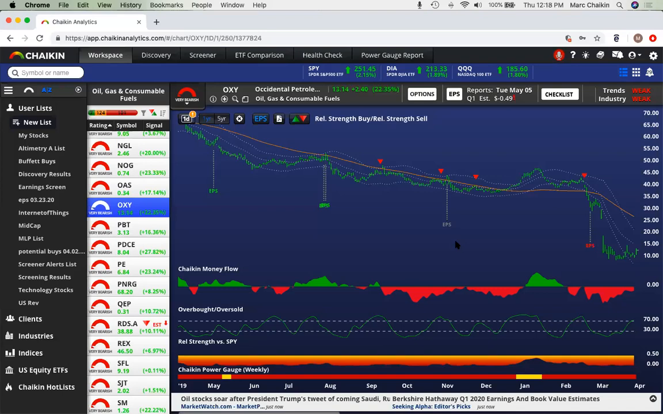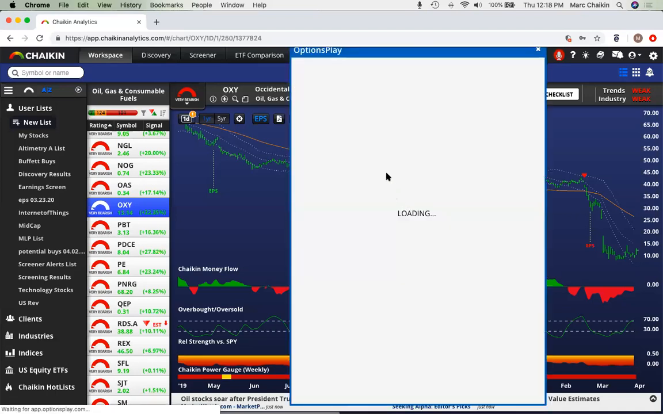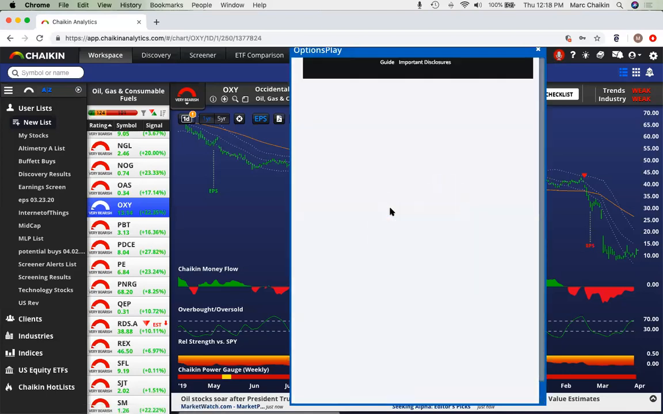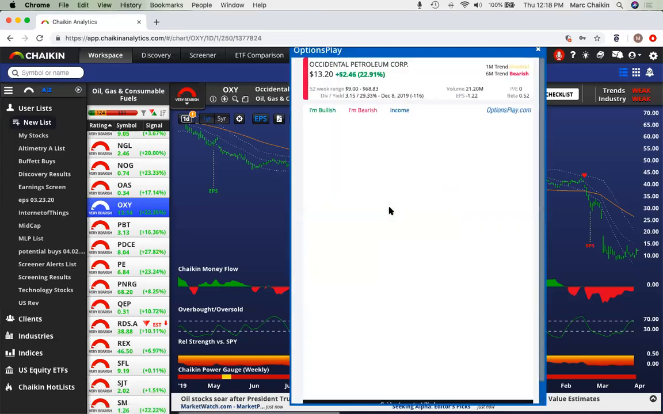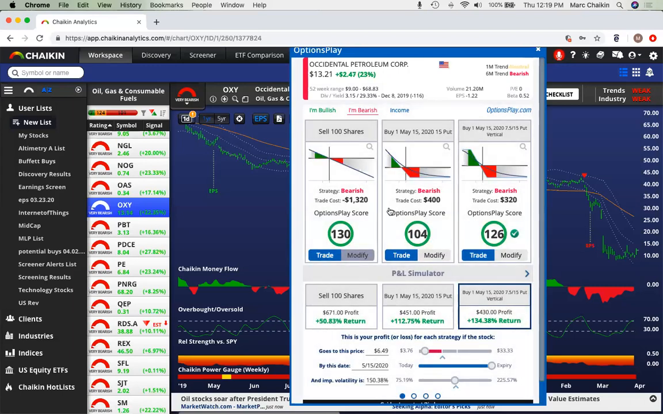This chart really shows you what the technology can do in terms of giving you everything you need to trade in your TradeStation account on one screen. Fundamentals, key technicals, signals, and the ability to access options ideas. Now, with Occidental Petroleum at 10, the downside is probably played out, but we've integrated a module from a company called Options Play at no additional cost to our subscribers into Chaikin Analytics.